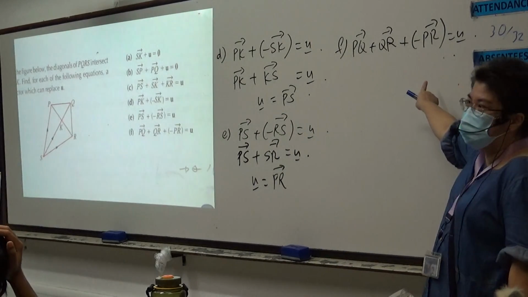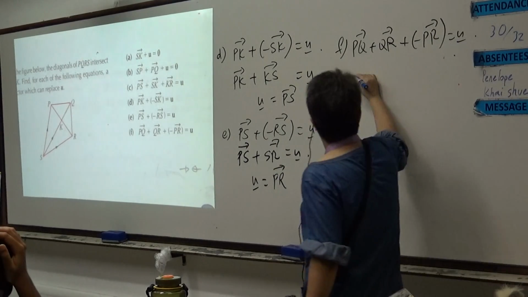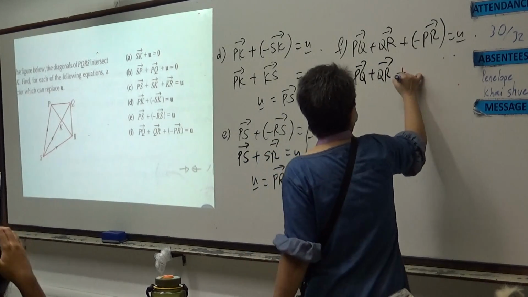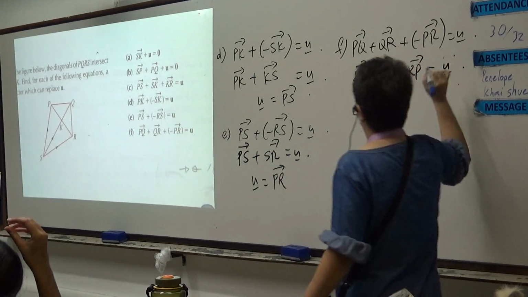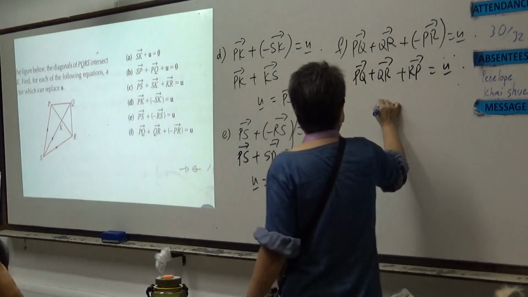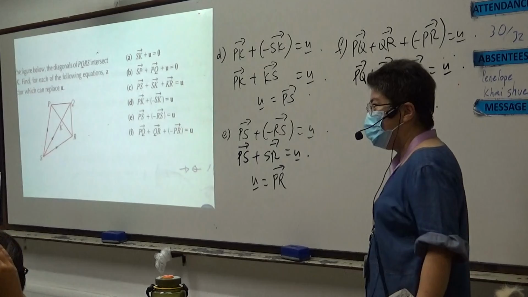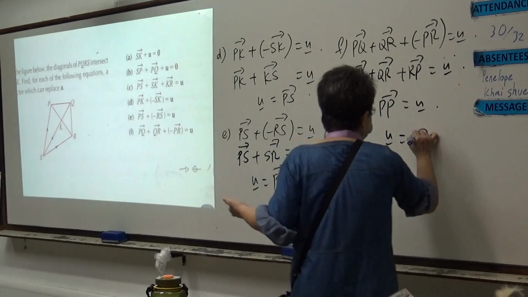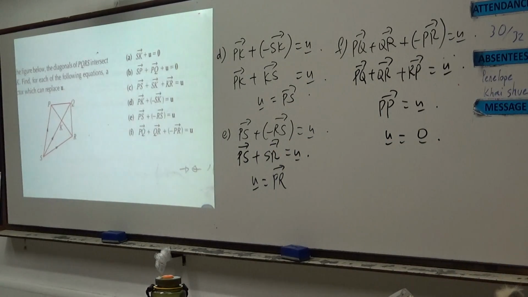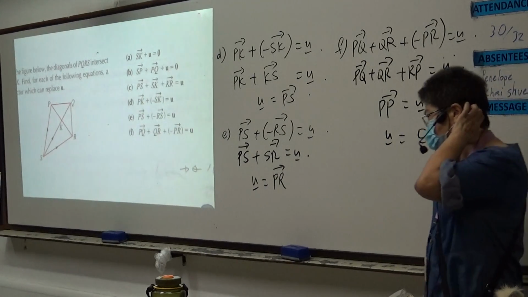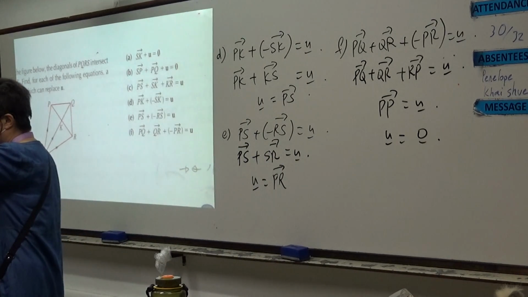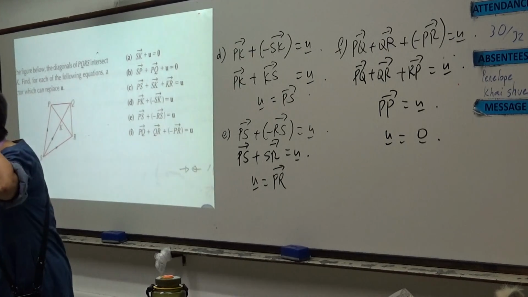Now, it's this one that I'm worried about. Okay? All of you, PQ plus QR plus RT, right? You do, it becomes PP, right? Remember, I told you PP is what? Zero vector. So U will be the zero vector. Why is it a zero vector? Because we don't move. It went back to the original position. Everybody clear? Okay, good.